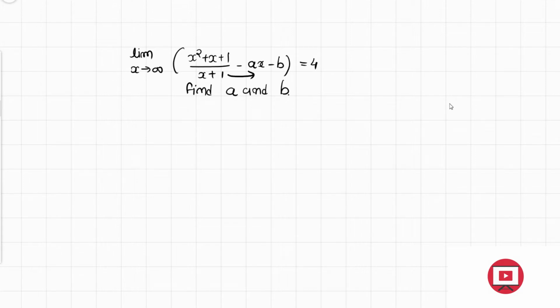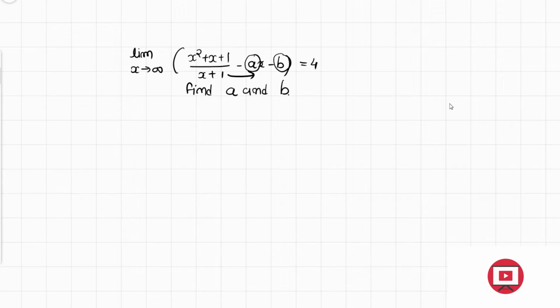So we have a problem like: limit x tends to infinity, (x square plus x plus 1) divided by (x plus 1) minus ax minus b is equal to 4. Then what is the value of this a and b? That we need to figure out. So let us try to solve this.